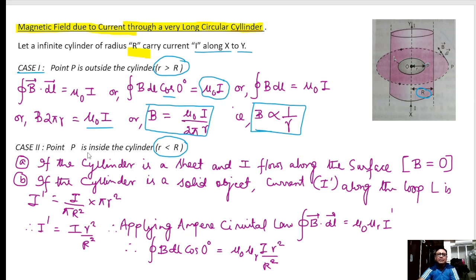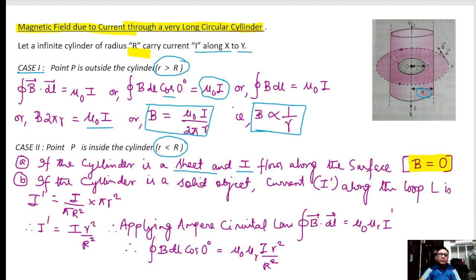So if the cylinder is a sheet, a very, very thin sheet, and I flows along the surface of the cylinder, please watch one thing: the magnetic field will be 0. If it is a thin cylinder made of a sheet, the magnetic field inside is 0.